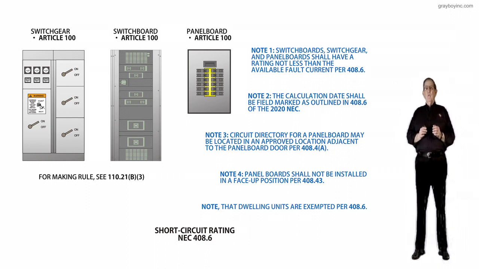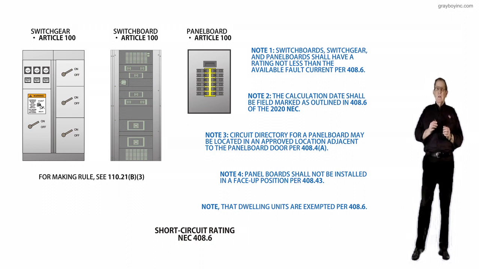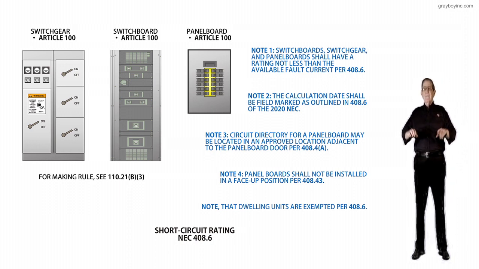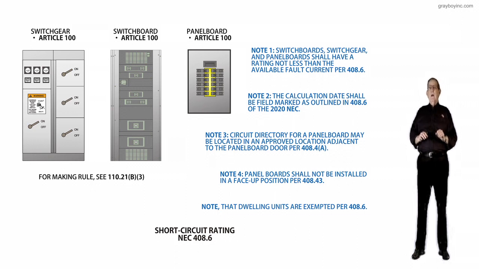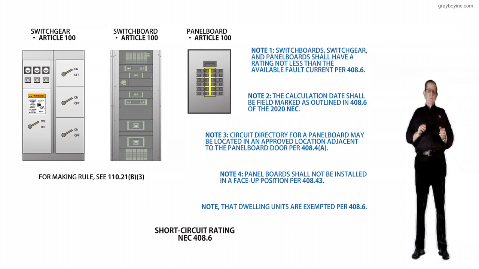And then, of course, we look at Note 4, and panel boards shall not be installed in the faced-up position as required by 408.43. Remember that. And then this rule does not apply to dwelling units. Dwelling units are exempt from this rule, but it's still a good idea to apply it there, in my opinion.